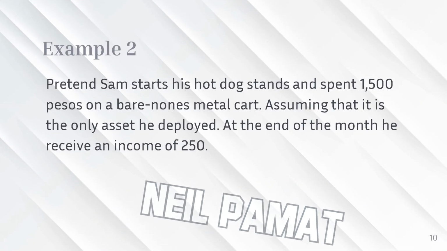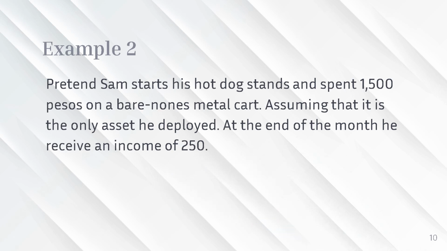For the second example, pretend Sam starts his hotdog stand and spends 1,500. It's a peso unit. He spent 1,500 pesos on a bare-bones metal cart, assuming that it is the only asset he deployed. At the end of the month, he received an income of 250 pesos. So let's proceed to the solution.